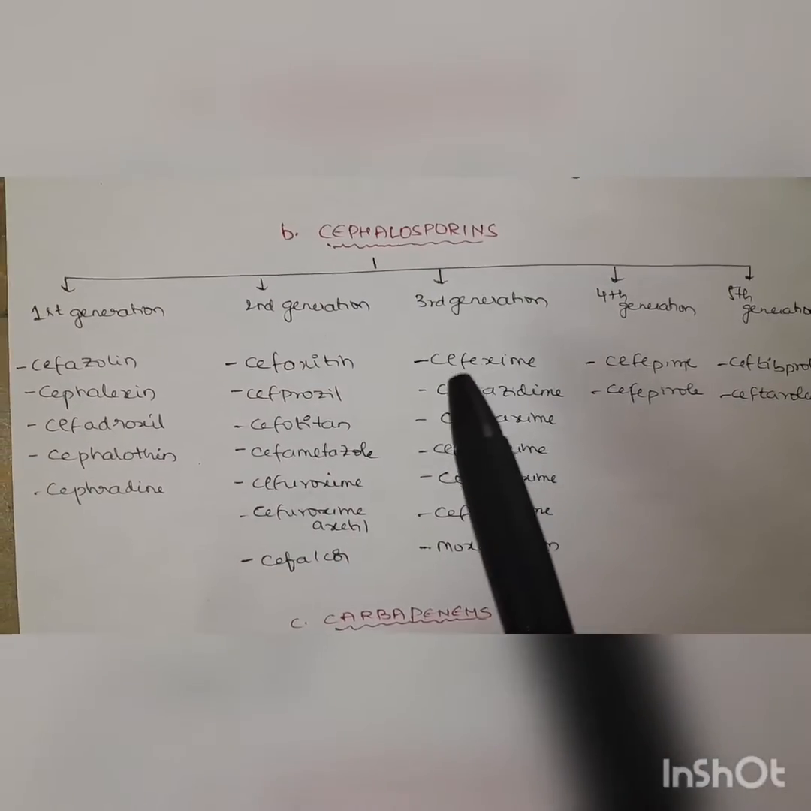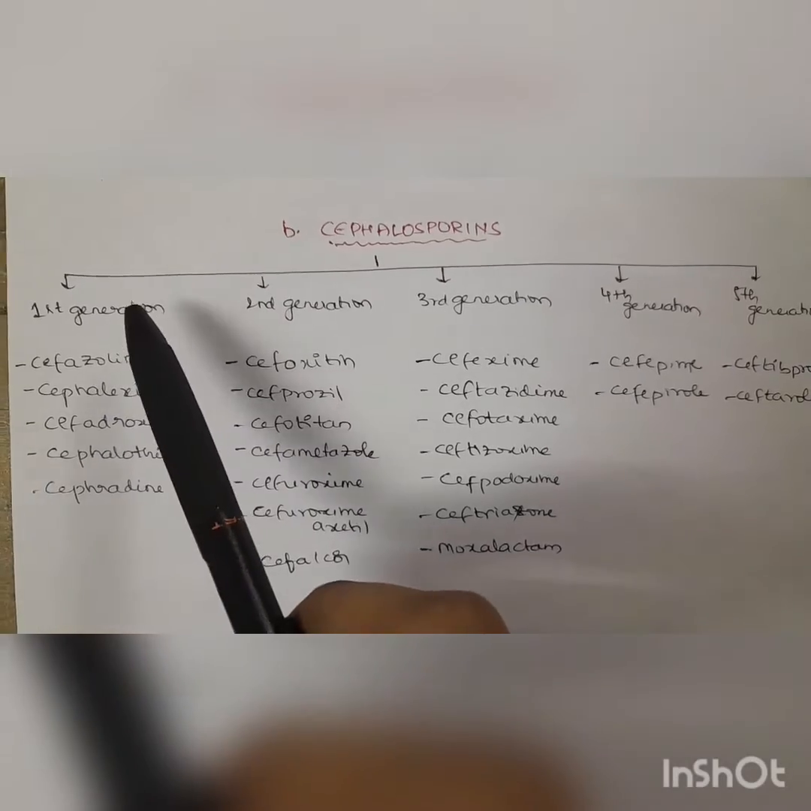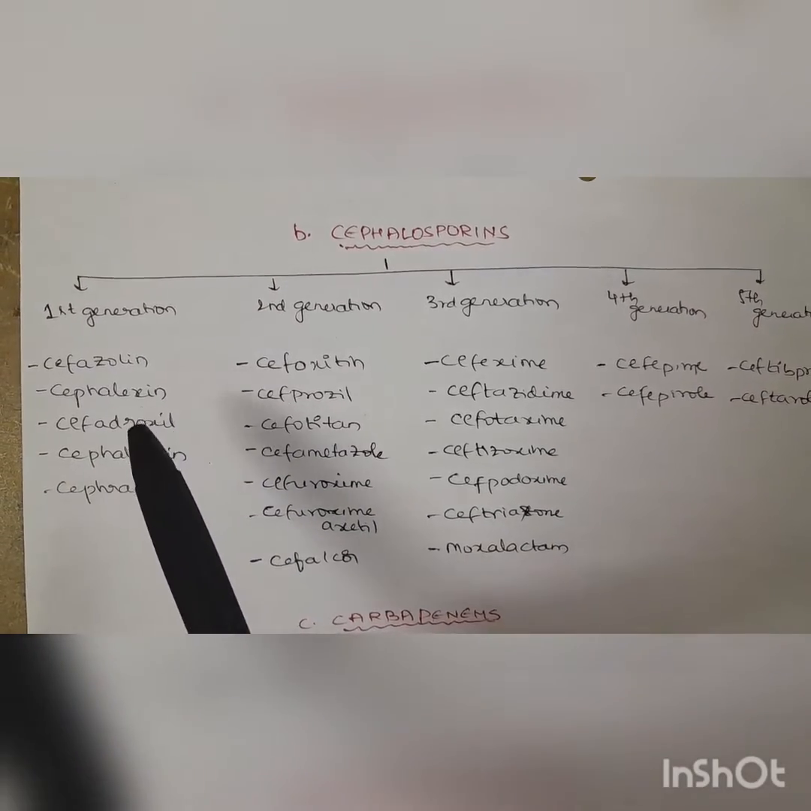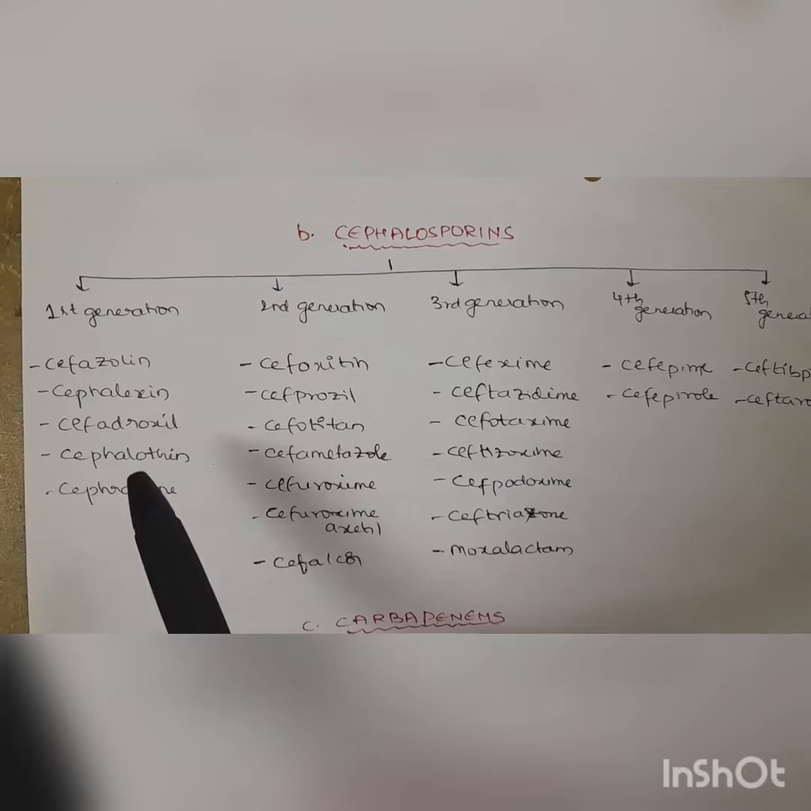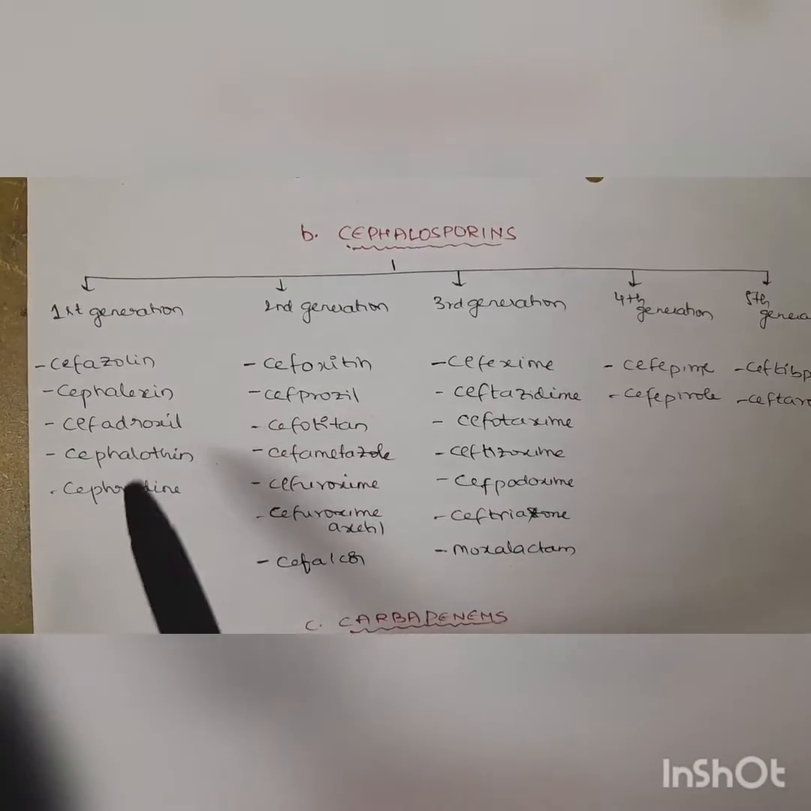Cephalosporins. They are classified into 5 generations based on their spectrum of action. That is, first generation, which includes cefazolin, cefalexin, cefadroxil, cephalothin, and cephradine. They commonly have "fa" in the middle of the compound.